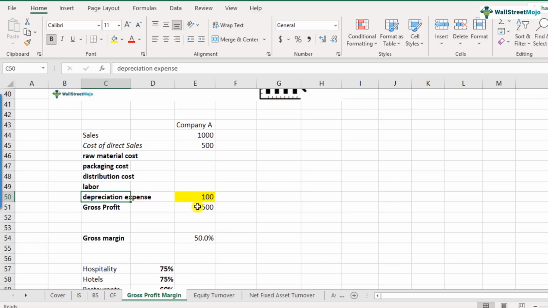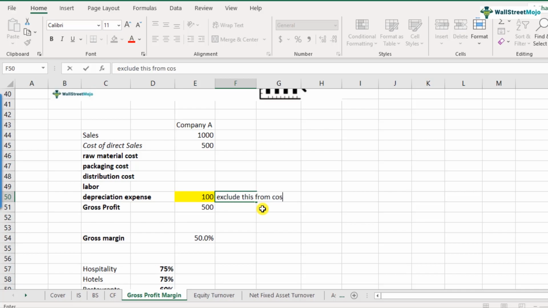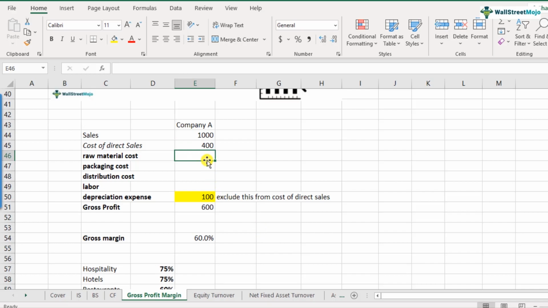So in this case, what you need to do is exclude this from cost of direct sales. Your cost of direct sales was 500, that included the depreciation expense. You need to remove this 100. So your cost of direct sales will become 400, and your gross profit then jumps to 600, because this is the correct picture. It should not include the indirect expense. So gross profit comes out to be 600 and the gross margin increases to 60%. That's how you need to understand gross profit margins.